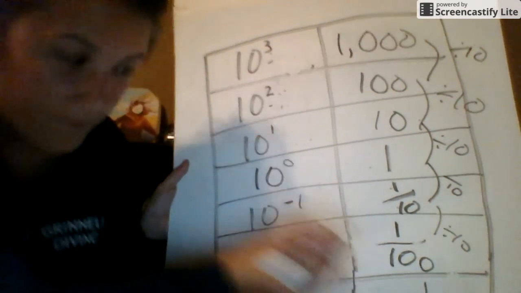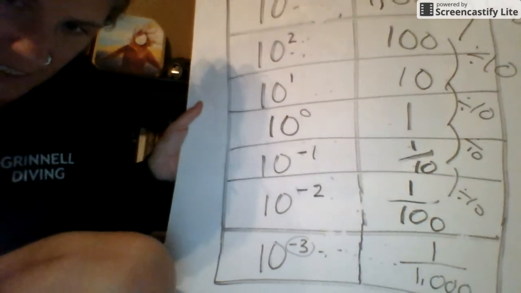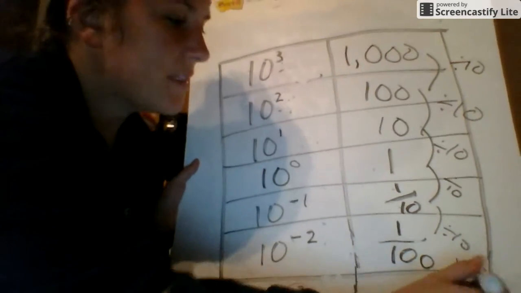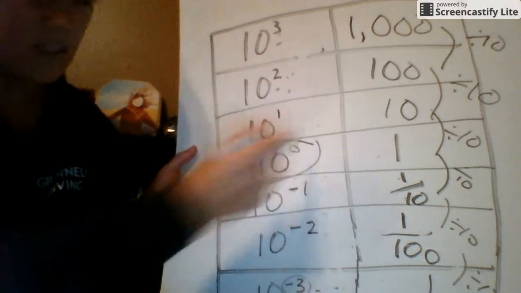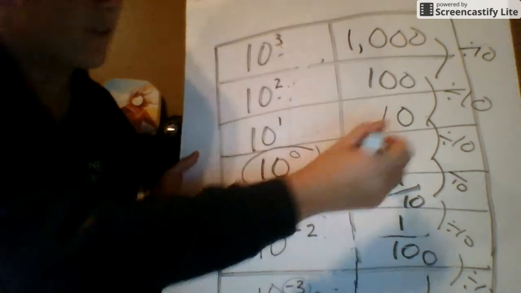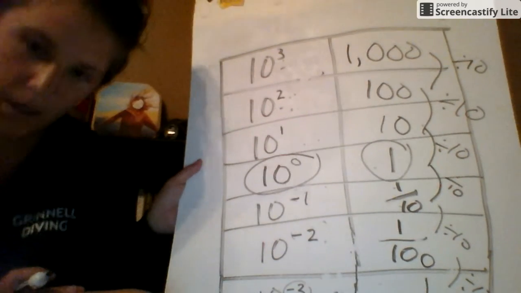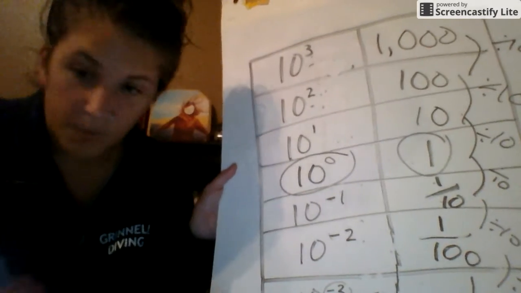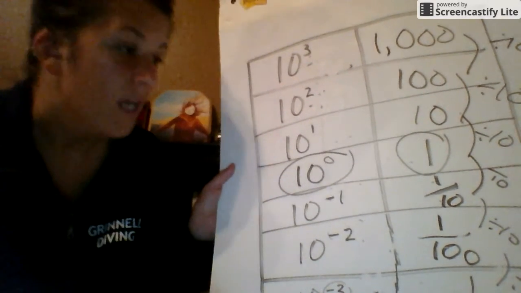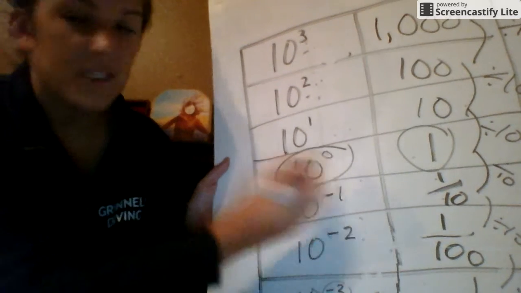We keep going down, every time it's dividing by 10. So we will see that something to the 0 power gave us a value of 1. Anytime, no matter what the base is, it could be a fraction, it could be a decimal, it could be a negative number, it doesn't matter. Anything raised to the 0 power is always going to give you 1.